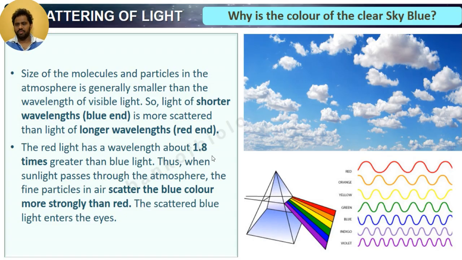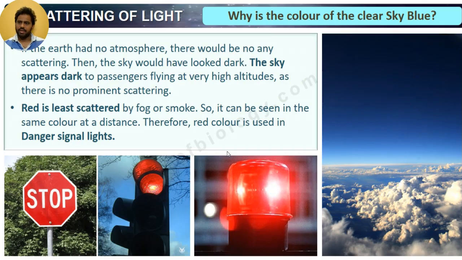Red light has a wavelength about 1.8 times greater than blue light. Thus, when sunlight passes through the atmosphere, the fine particles in air scatter the blue color more strongly than red. The scattered blue light enters the eyes. Now let us move ahead.